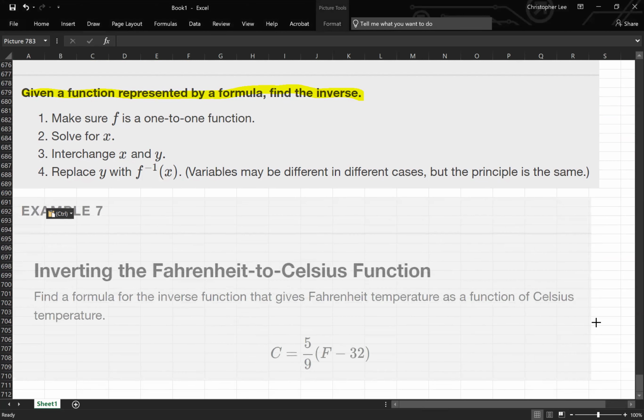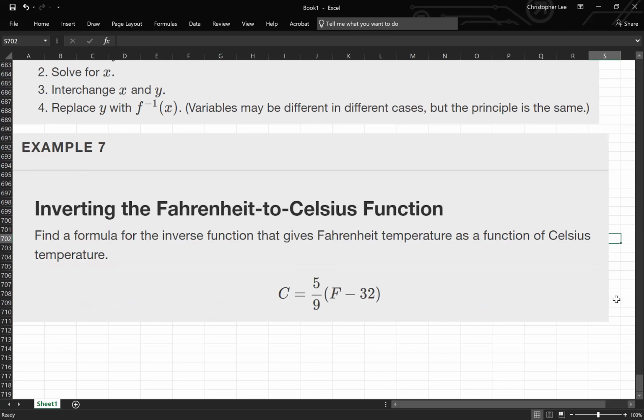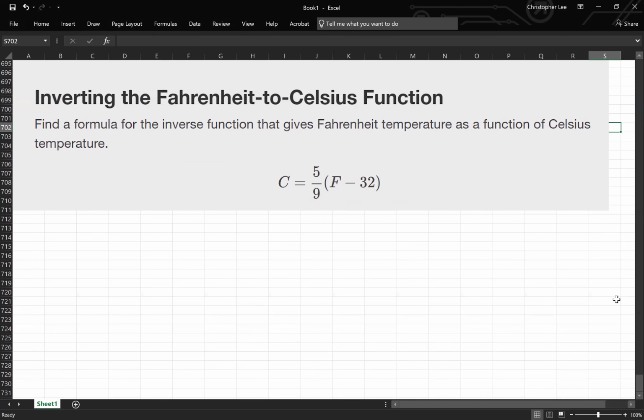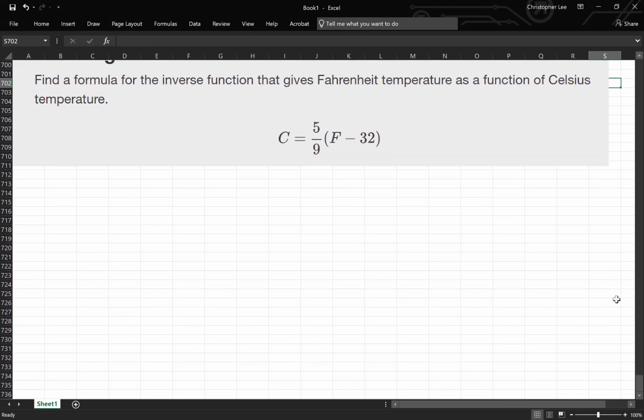Let's take a look at this. Find a formula for the inverse function that gives Fahrenheit temperatures as a function of Celsius temperatures. So essentially what I'm looking for is the inverse of Celsius. I'm looking for the inverse of Celsius. So how do I do this?